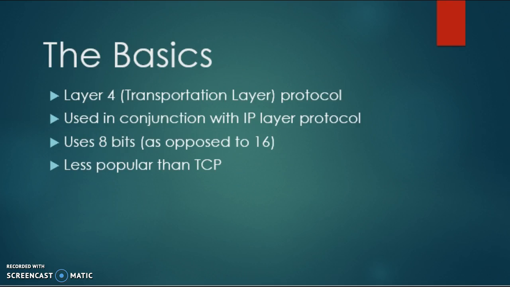Alright, the basics. UDP is a layer 4 or transport layer protocol. It is used in conjunction with the IP layer protocol, which is why sometimes you see it noted as UDP/IP, similar to TCP/IP. It uses 8 bytes in its header to identify packets going in and out, as opposed to 16 for TCP. It's a little less popular, but there are some upsides and downsides to using UDP over TCP.